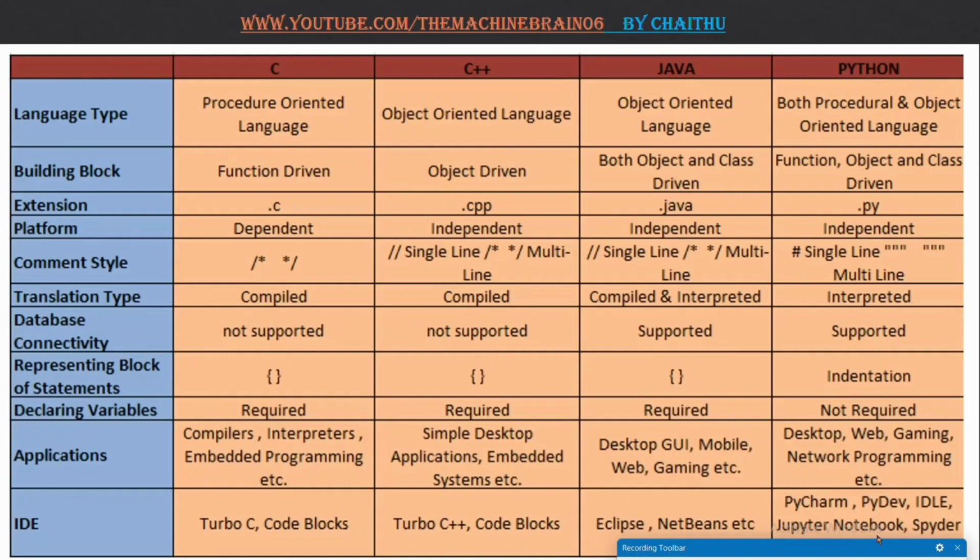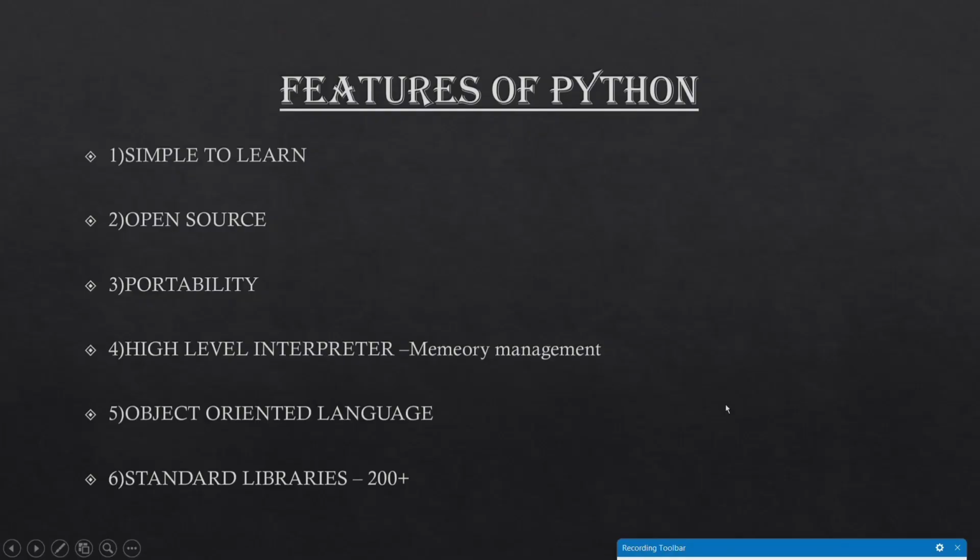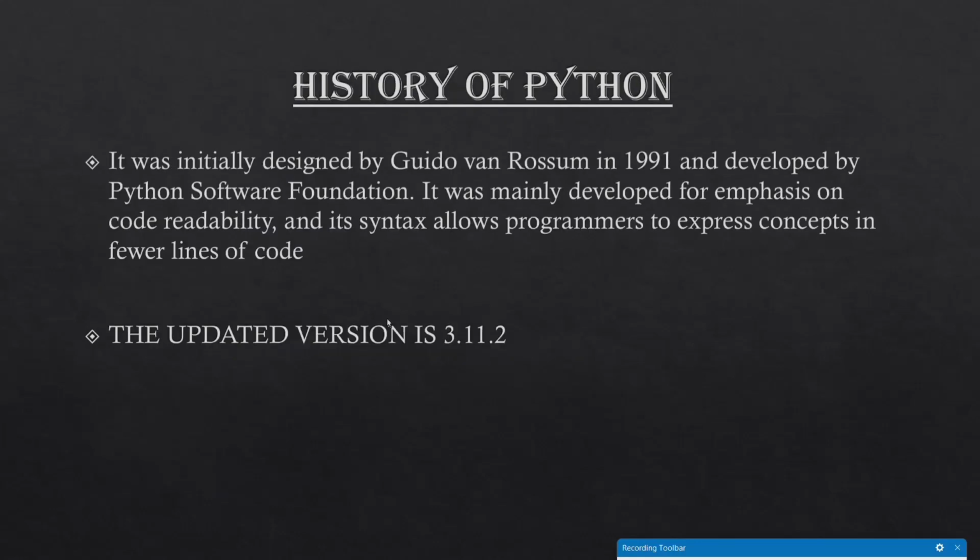Okay, I hope you understand the main differences between C, C++, Java, and Python. Next, we will go with the features of Python. I have already discussed that it is simple to learn and open source, which means it is free to write code. It is freely available, portable, a high-level interpreted language with memory management, object oriented, and it has 200-plus standard libraries.